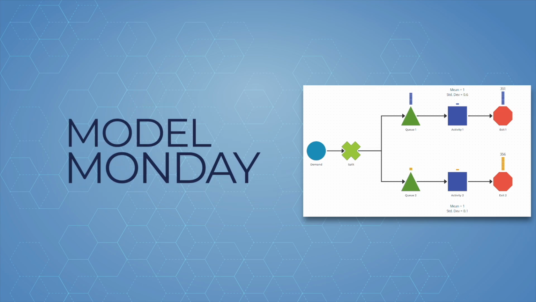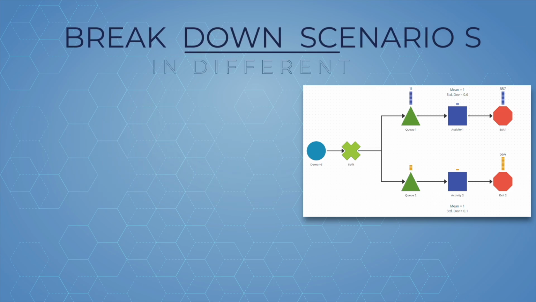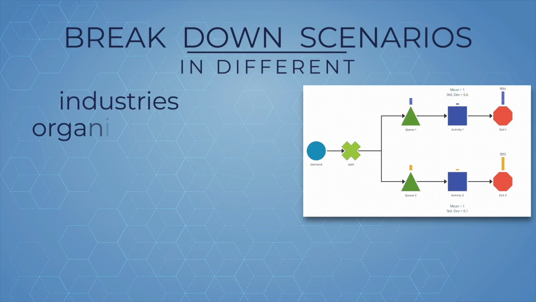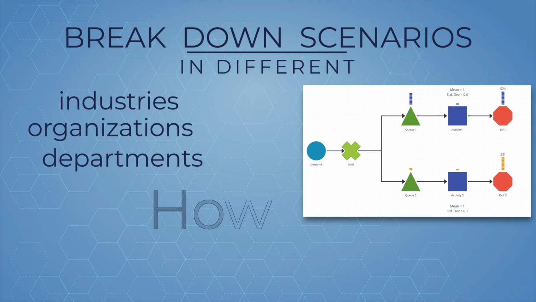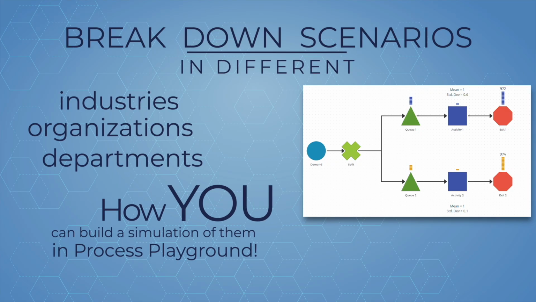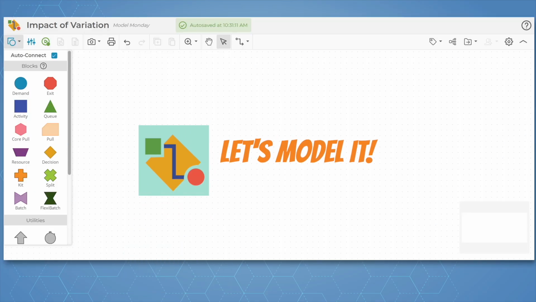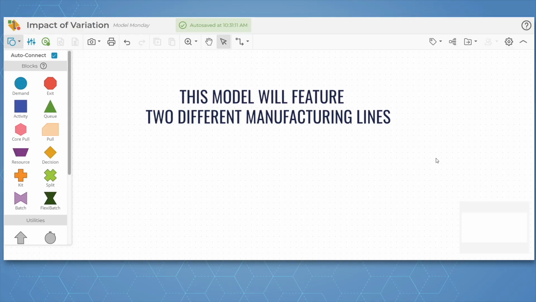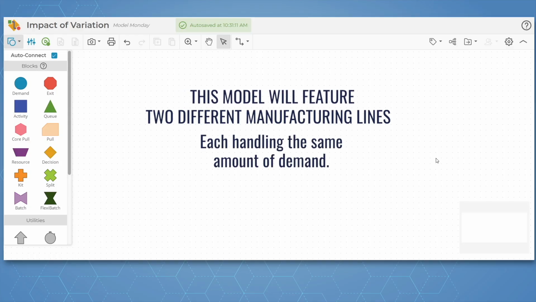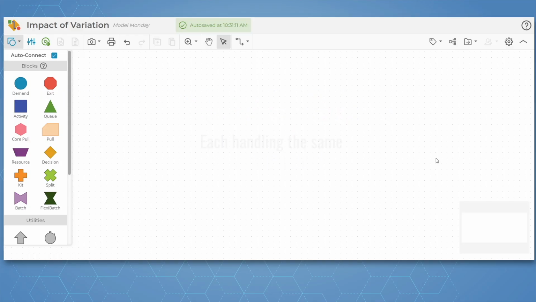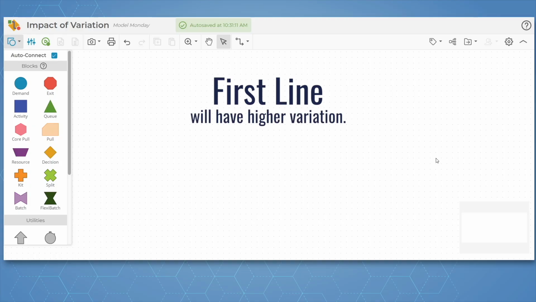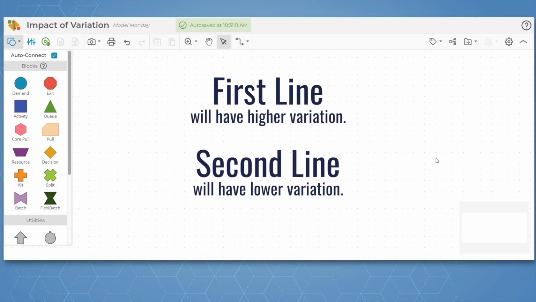Welcome to Model Monday, a series where we break down scenarios in different industries, organizations, and departments, and explain how you can build a simulation of them in Process Playground. Let's model it. This model will feature two different manufacturing lines, each handling the same amount of demand. The first line will have higher variation, and the second line will have lower variation.